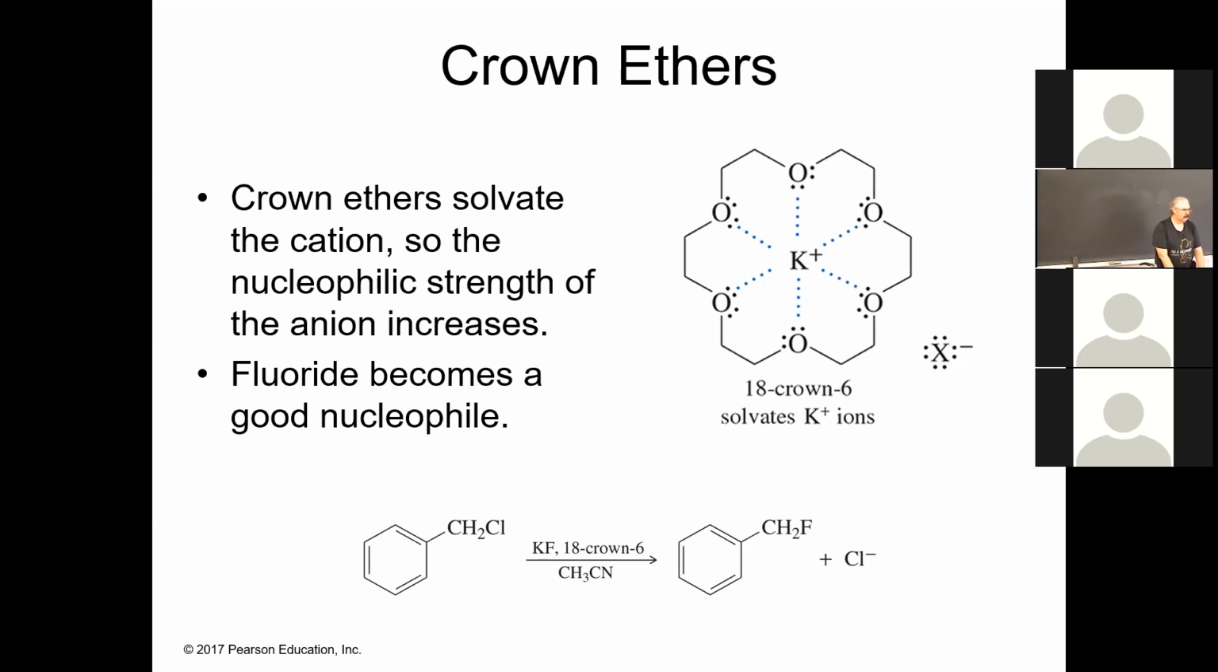An alternative to using polar aprotic solvents is to use crown ethers. This compound is called 18-crown-6, and it's called a crown ether because in three dimensions it looks like a crown, it's shaped like a crown. And in acetonitrile, they're using both a crown ether and an aprotic solvent.